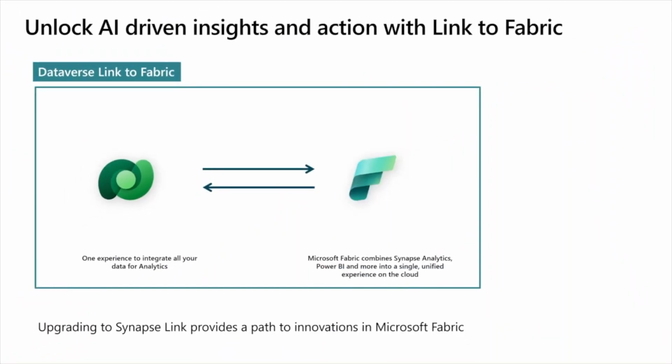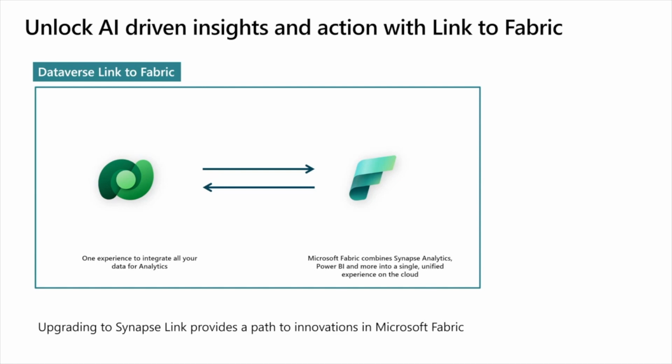Once you unify the left-hand side, Microsoft Fabric is an experience that actually makes it really easy to work with Synapse Analytics and Power BI. Essentially, you can think of Fabric as the evolution, the next generation of Synapse and Power BI all combined into a software as a service experience in the cloud. So by upgrading to Synapse Link, you are making it super easy to leverage all the innovations, AI-driven insights, how you can act, and how you can work with non-business data. You make it super easy to work with your data using Fabric.